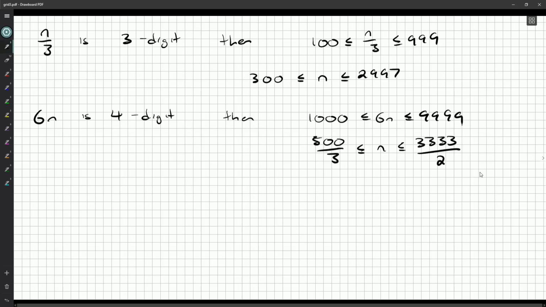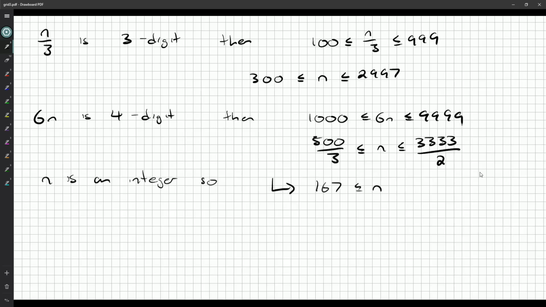Now, the thing to note here is that we don't have integers here, so you gotta sort of simplify that. I'm getting out my calculator. n is an integer. So we need to have 500 divided by 3 is 166.6, so n has to at least be 167. And at most 1666. So there's certainly some overlap here.